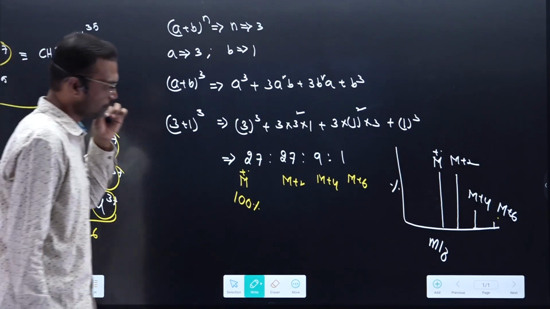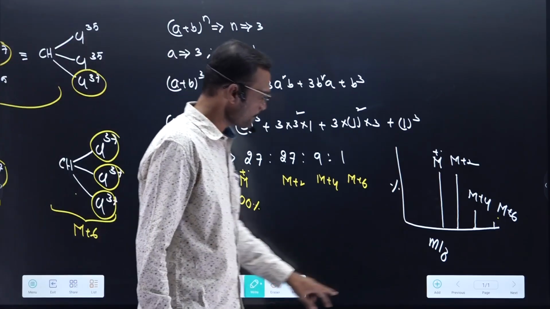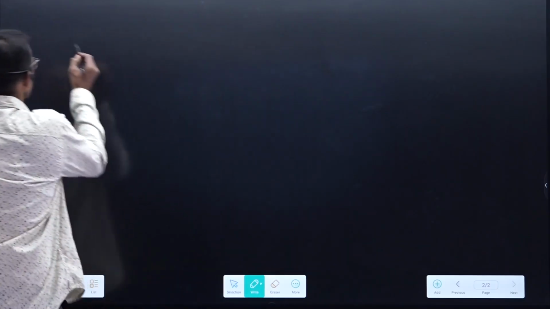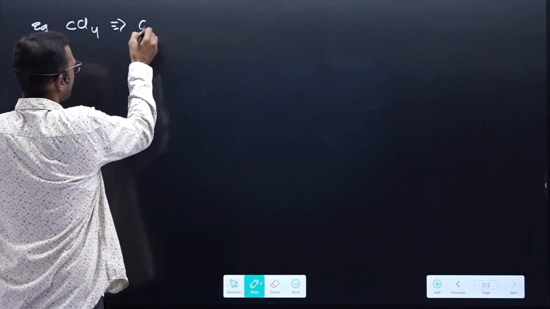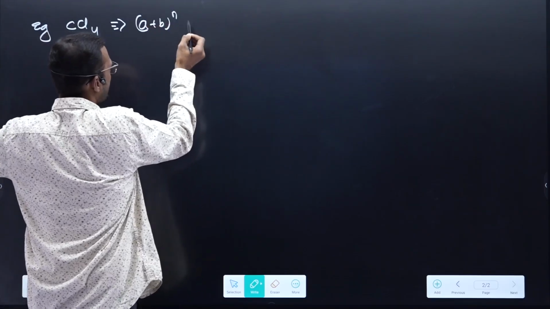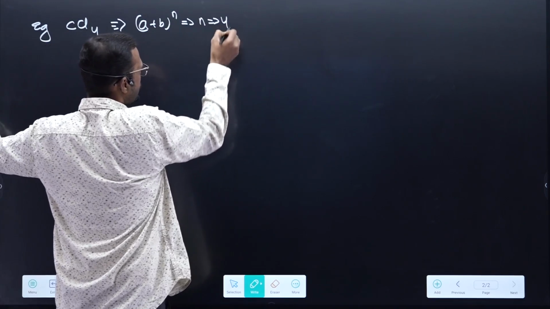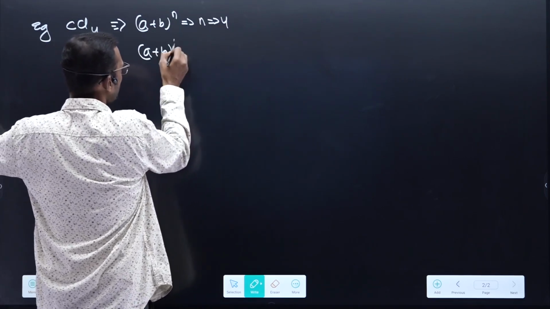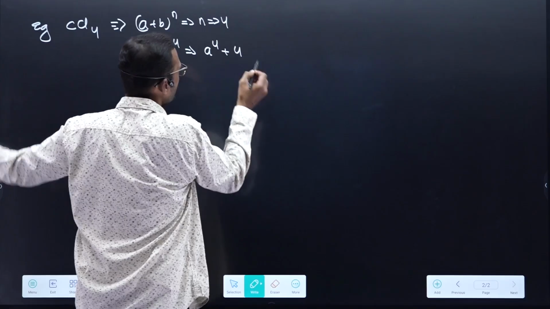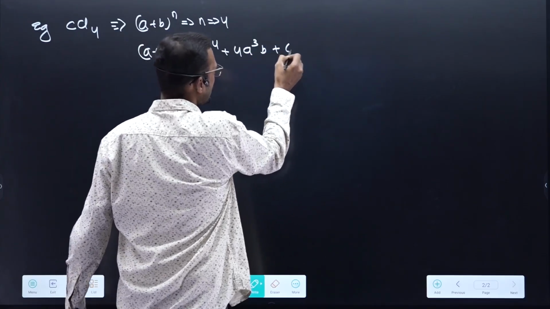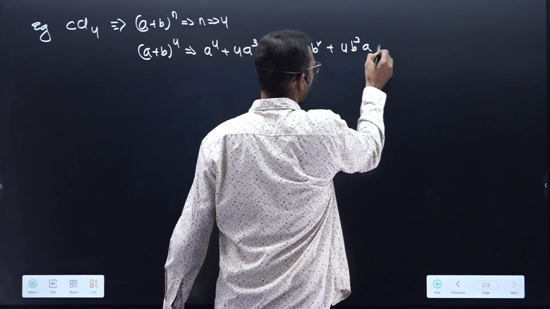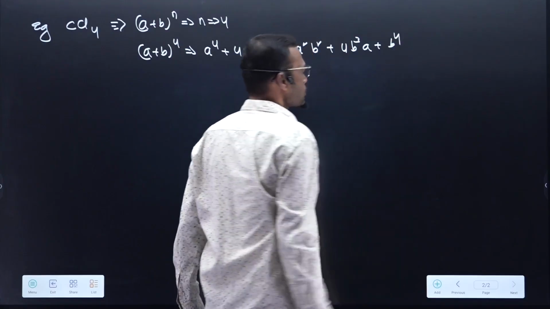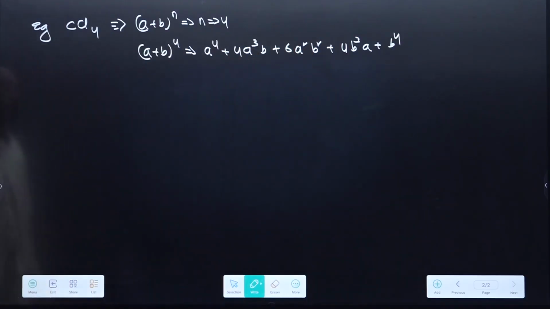Right, next. This is homework for you, just calculate this: CCl4, carbon tetrachloride, 4 chlorines. So 4 chlorines means I am giving A plus B to the power n, where n is equal to 4. Here you need to apply A plus B to the power of 4. So A to the power of 4, 4A cube B, 6A square B square, then 4B cube A, then followed by B to the power of 4. So use this formula and calculate the corresponding peak intensities.